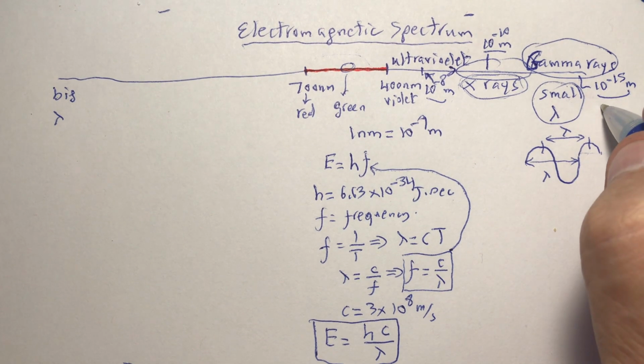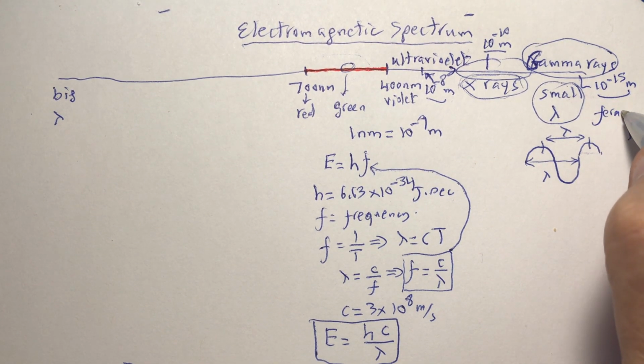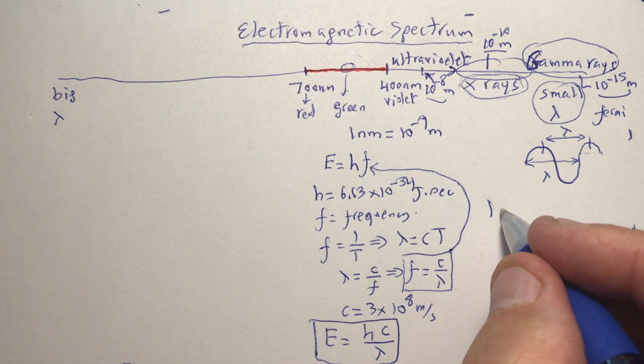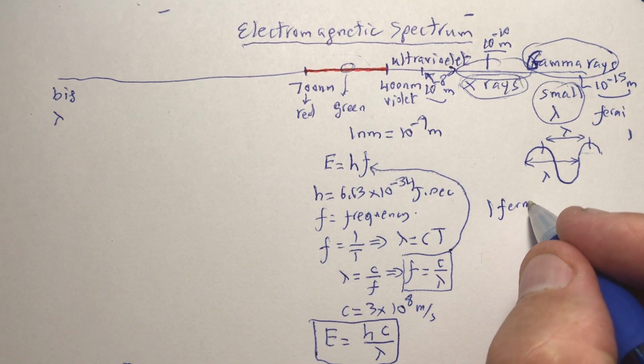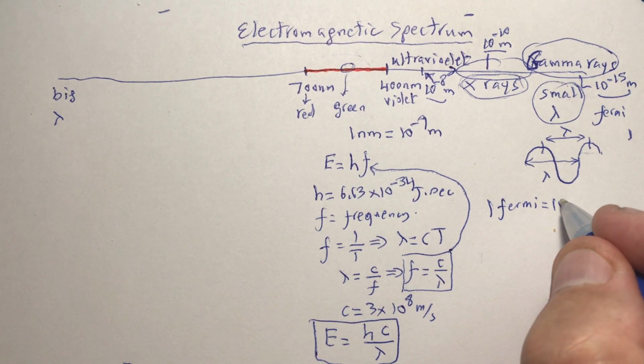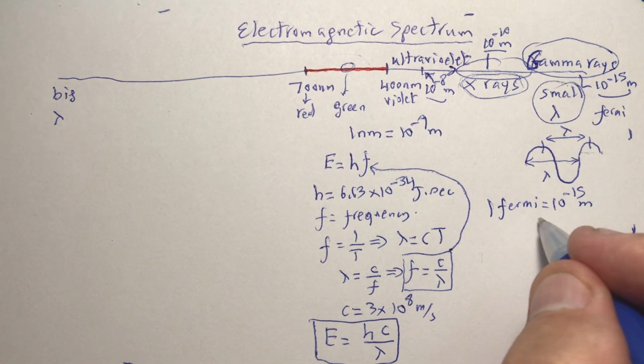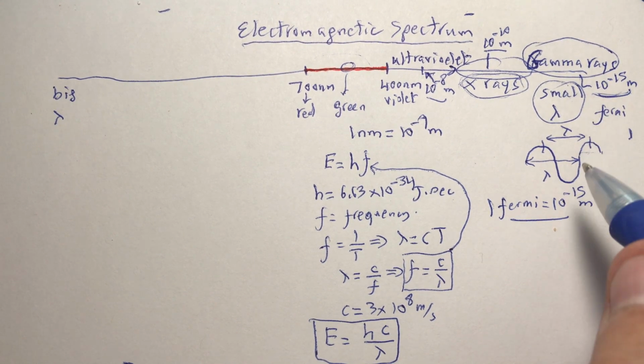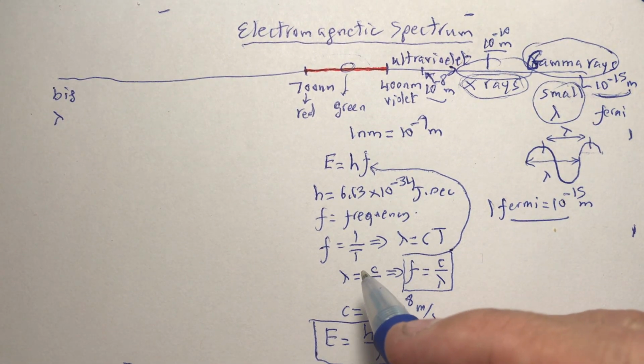10 to minus 15 meters is a Fermi. 1 Fermi is equal to 10 to minus 15 meters. So look at the wavelength, it's really very short. So this is the really high energy radiation.